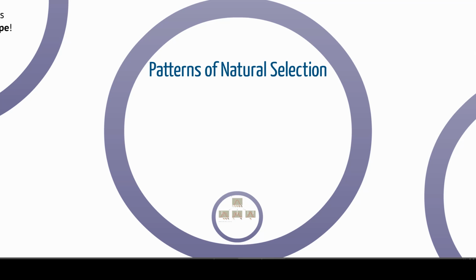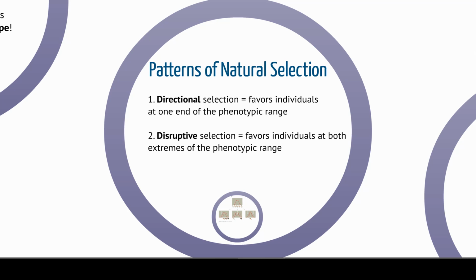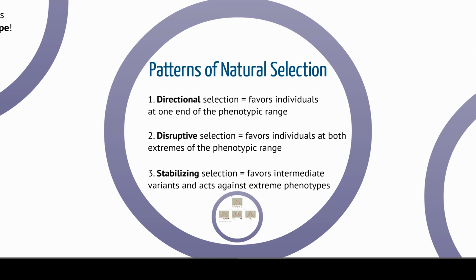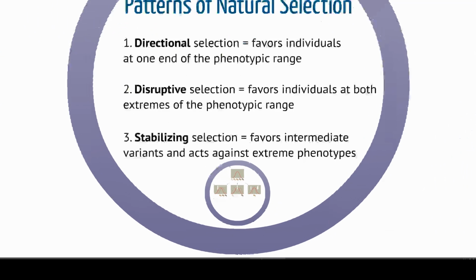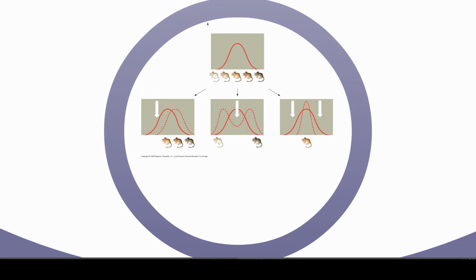When we look at natural selection in nature, we see three main patterns. Directional selection is when natural selection is favoring individuals at one end of the phenotypic range, and we'll look at an example of what this is in a minute. Disruptive selection favors individuals at both extremes of a phenotypic range. And stabilizing selection favors intermediate variants and acts against really extreme phenotypes. So let's look at what that really means.